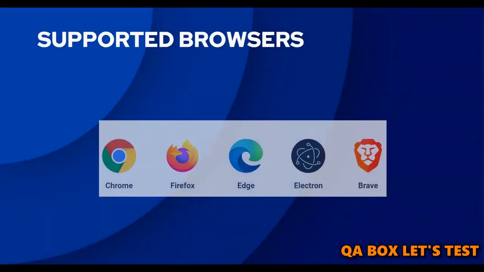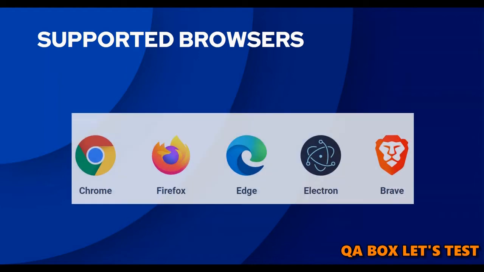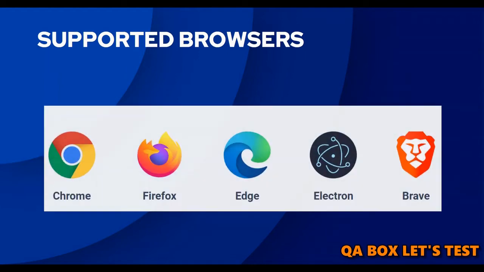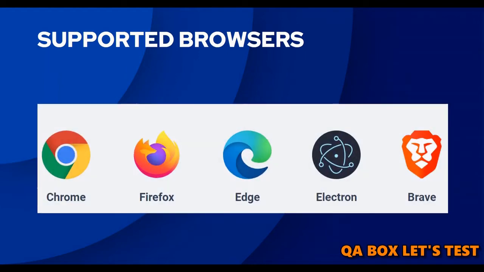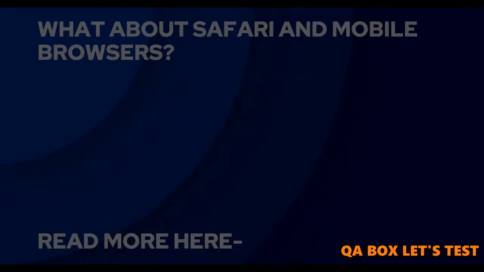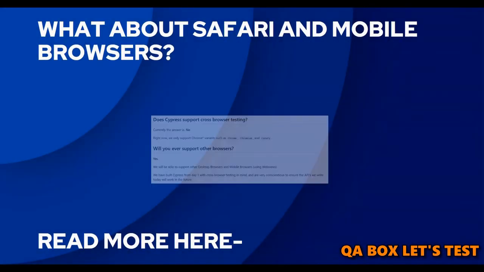Now, supported browsers. Cypress has the capability to run tests across multiple browsers. Currently, Cypress has support for Chrome family browsers, which includes Electron and Chromium-based Microsoft Edge, and Firefox. Excluding Electron, any browser you want to run Cypress tests in needs to be installed on your local system or CI environment. Now what about Safari and mobile browsers?